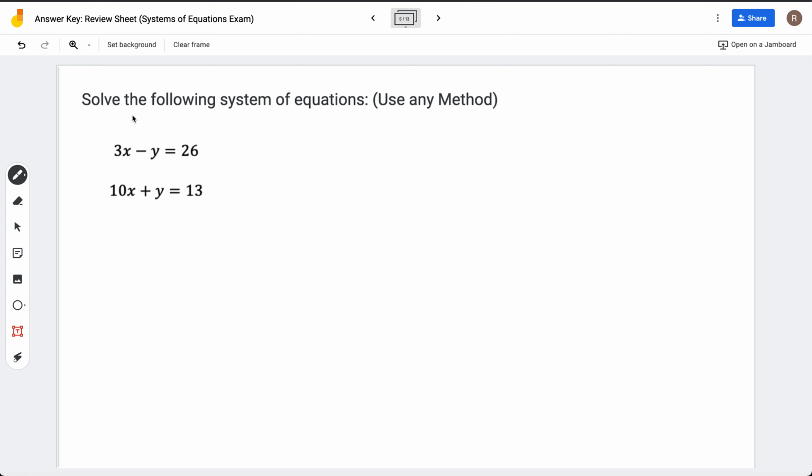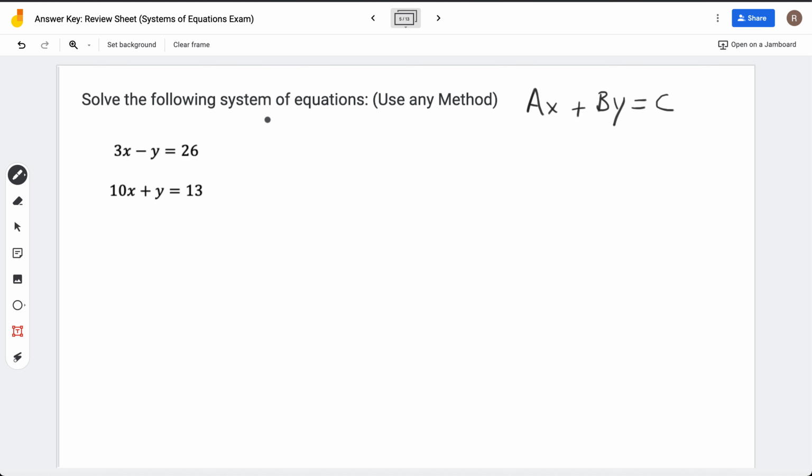So we're looking to solve the following system of equations using any method. So we have two equations here. That is 3x minus y is equal to 26, and 10x plus y is equal to 13. Something I notice about both of these equations is that they're both in standard form. As a reminder, standard form is ax plus by equals c. This is linear standard form.